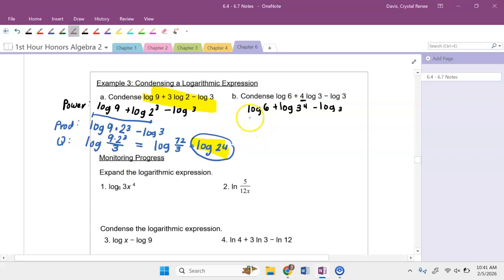Okay, now using the product property, because these are being added, I can go ahead and multiply them. So this would be log of 6 times 3 to the 4th minus log 3. Okay, now using the quotient property, because I'm subtracting this log of 3, I can rewrite this as log of 6 times 3 to the 4th over 3.